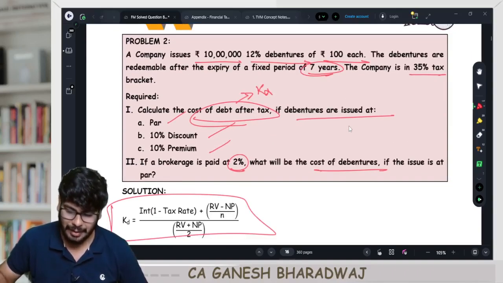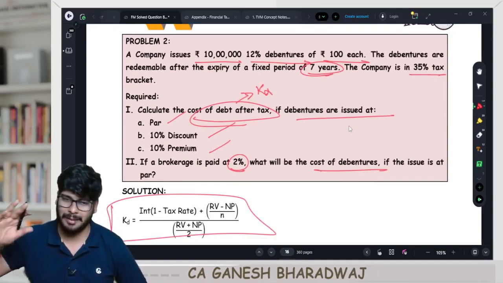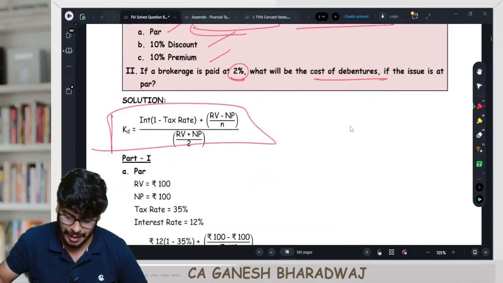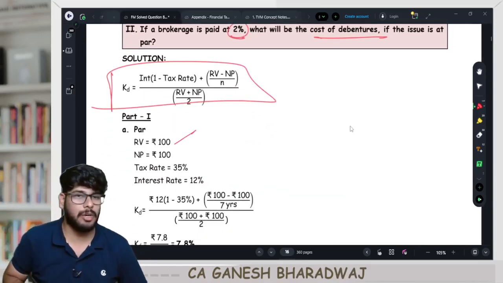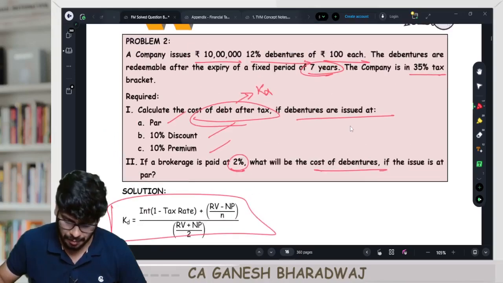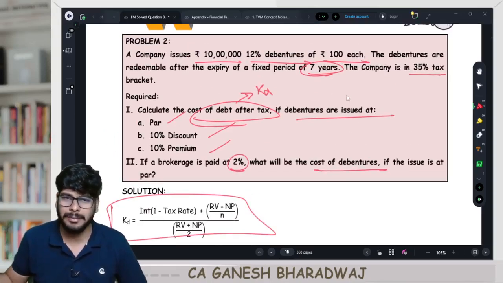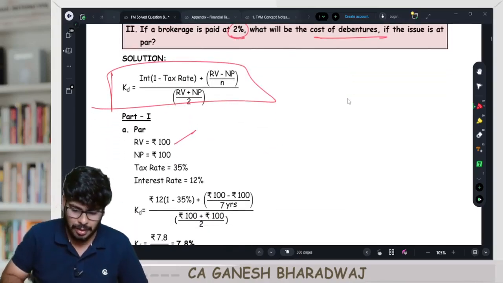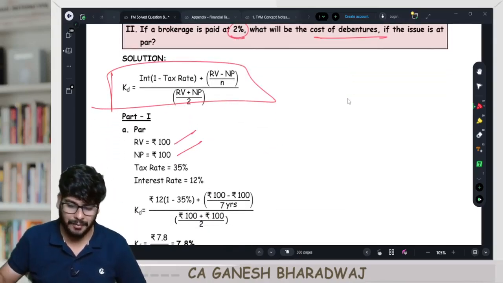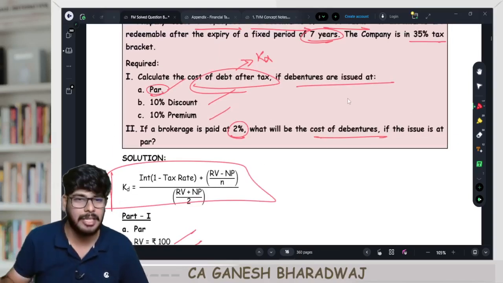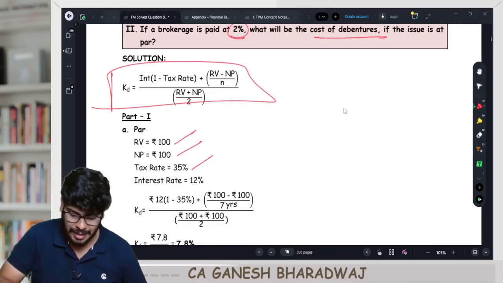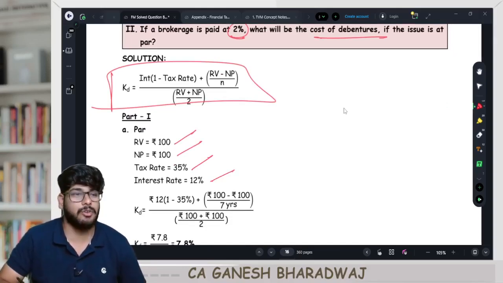Now, what have they given? I'm listing out. Guys, just follow whatever I'm saying. That's more than enough, right? In this case, what they are saying, redemption value is how much? Nothing is mentioned, huh? Or have they mentioned it's redeemed at par? Nothing is mentioned. You assume it to be at par. Clear? Redemption happens at par. What is the net proceeds? They have given the first part of the question is at par. So it's going to be 100. Right? Tax rate is 35%. So interest rate is going to be 12%.